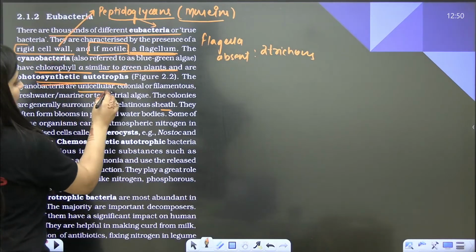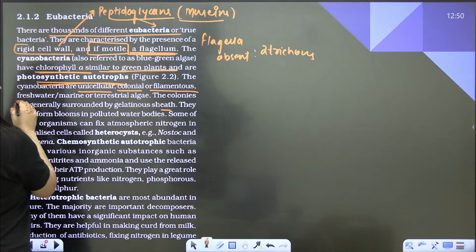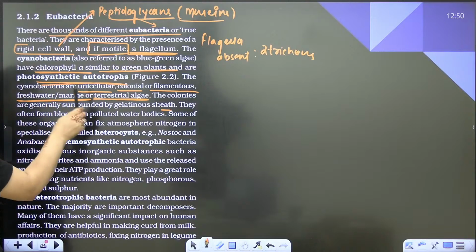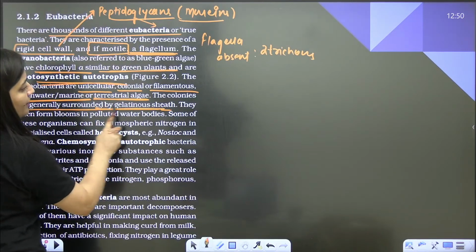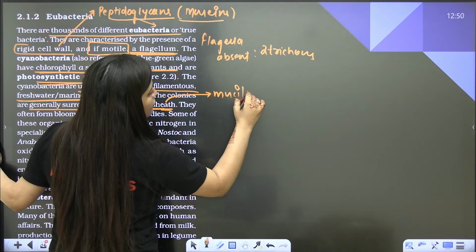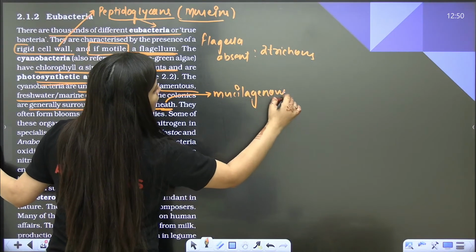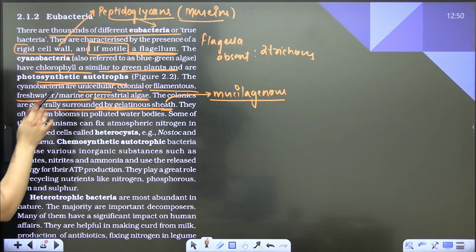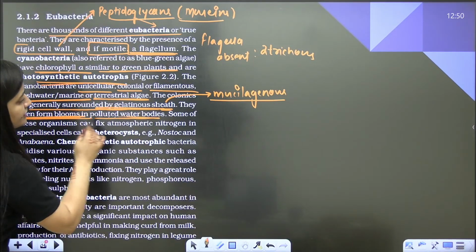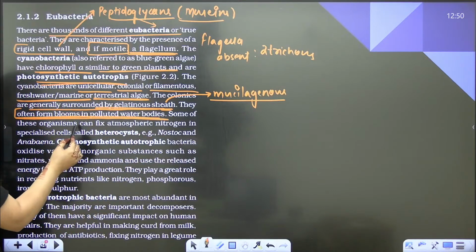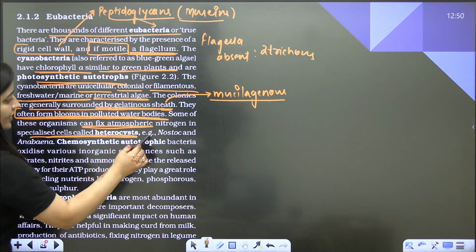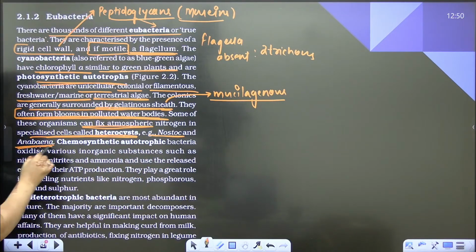They are unicellular, colonial, filamentous. They can live in fresh water, marine water. They can be terrestrial also. Colonies are generally surrounded by a gelatinous sheath, gel like. We also call it mucilaginous. It can hold water. They can even form blooms in polluted water bodies. Some of these organisms can fix atmospheric nitrogen because they have heterocyst. Nostoc is an example, Anabaena is an example.